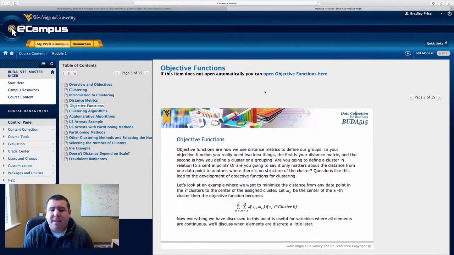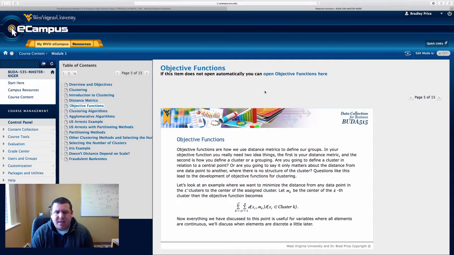All right, guys, next thing up. We talked about distances, so the next thing we need to talk about is an objective function. Objective functions are how we use distances. What do you want to do with this distance to define a group? In your objective function, you really need two things. The first is your distance metric, and the second is how you define a cluster or a group.